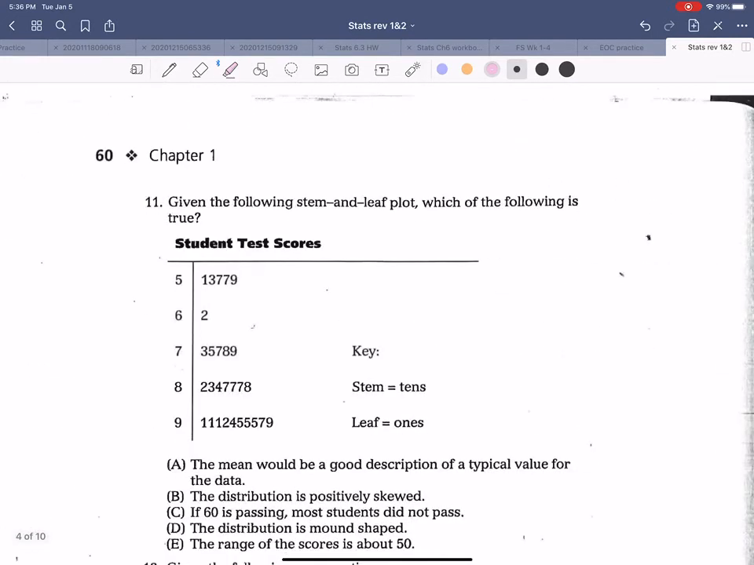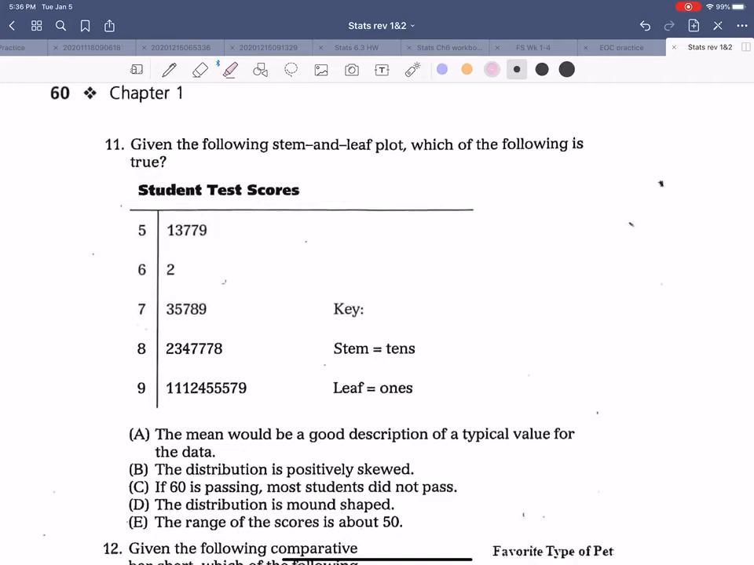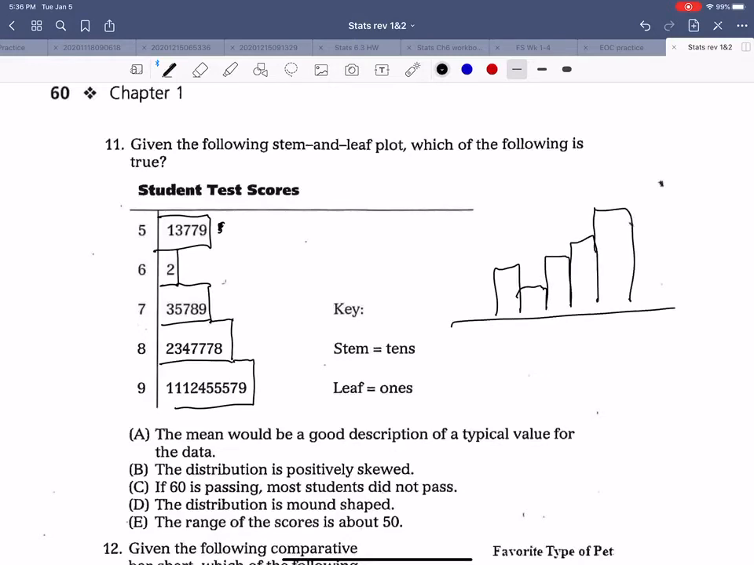Let's take a look at 11. Given the following stem and leaf plot, which of the following is true? Okay, so it says the mean would be a good description of a typical value. Interesting. I don't like that because this data looks skewed. If this was a histogram, I could think of this as the height of the histogram. This can be short, 5 high, 7 high, and 10 high. So if you can think of it, turn your head and think about this as a histogram. That's what it looks like. Definitely, it looks skewed. So for skewed data, the median is a better measure of center.